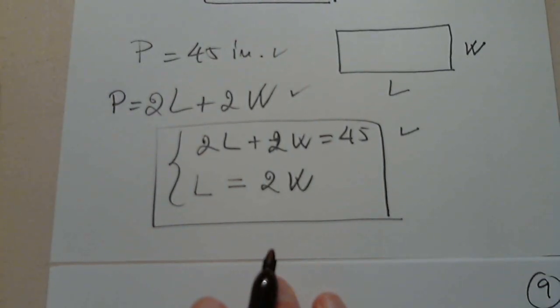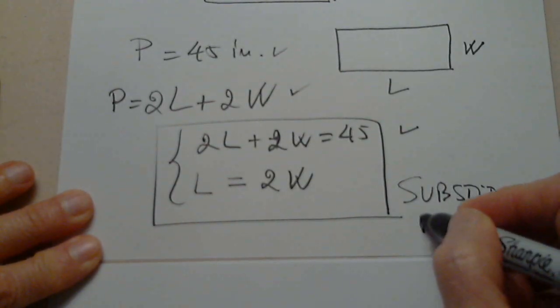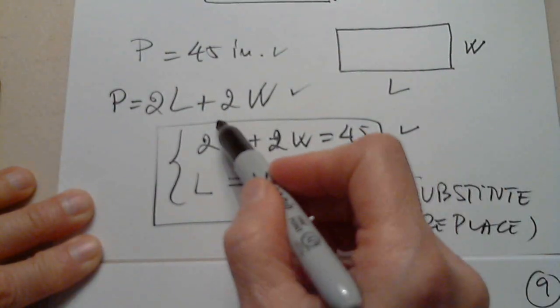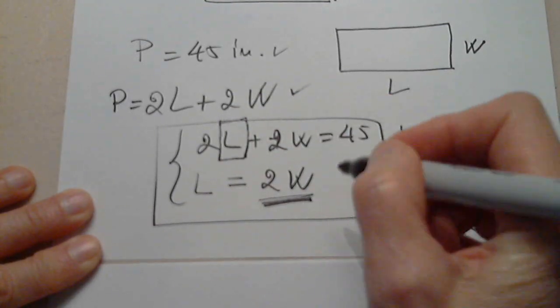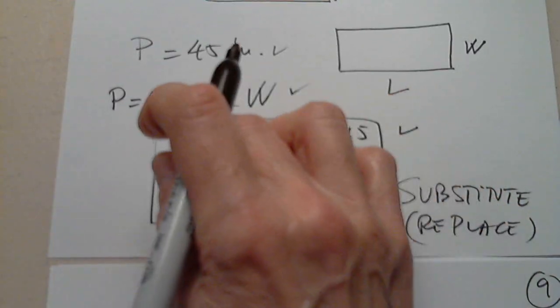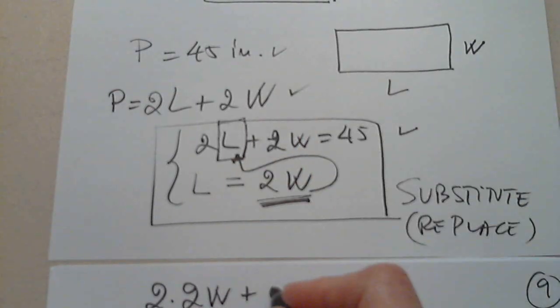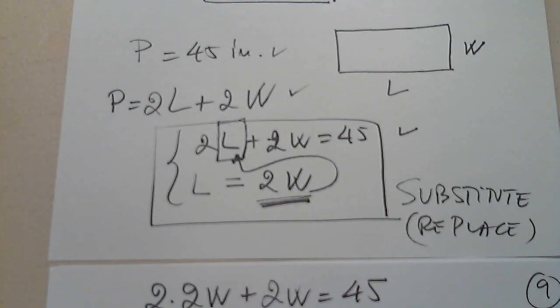Okay, at this point, I substitute, or replace, same thing, L in the first equation by 2W. So I have to put it in here. So I have 2 in front. This is 2 times W. This is 2 times W. And this is 45. Let's look at this equation for a moment and see if you have any questions. Any questions on this equation and how we got it?